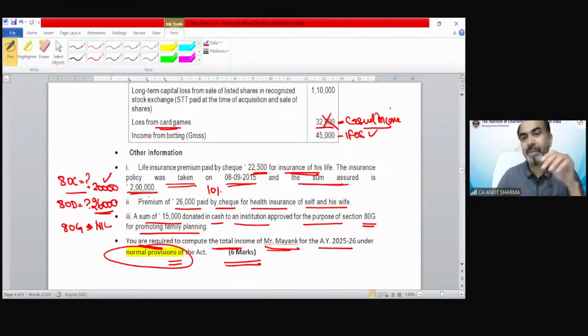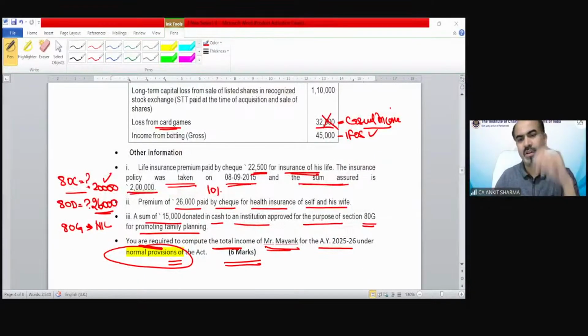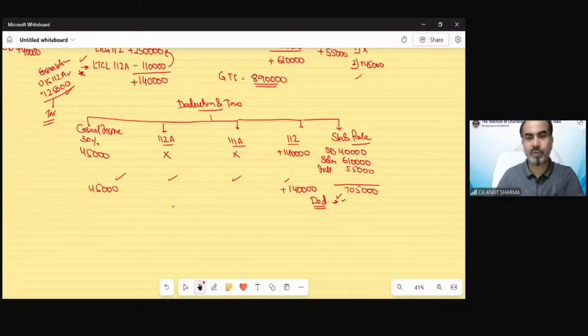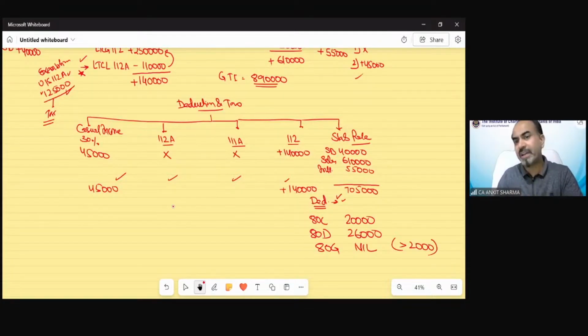Chalo. Now tell me one thing. Is there any deduction left now in this question? We have solved these 3 points. And you can see the income details in front of you. Till then I am writing down the deductions. Under section 80C, deduction would be 20,000. Under section 80D, reduction is 26,000. Under section 80G, nil, because cash payment exceeds 2,000. Is there any deduction left? What should we give in this question or not?